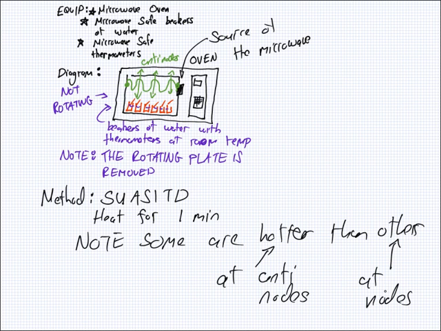Is there a more scientific way to do it in a lab? Yeah, maybe. I'm not sure. This seems perfectly fine to me. It demonstrates that there are antinodes and nodes inside the microwave oven. So therefore, there's no other reason for this.